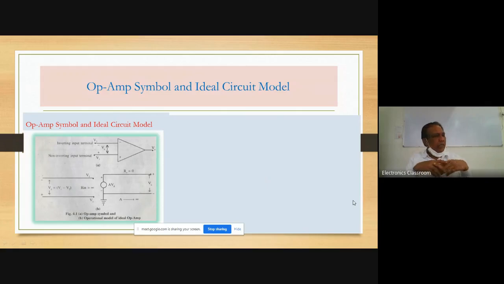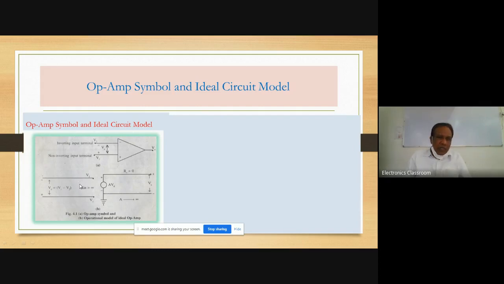Okay, I will repeat this one again. This is a symbol for the operational amplifier, having two inputs, V1 and V2, and V0 is the output. Below this, there is an ideal circuit model for the operational amplifier, sometimes known as the equivalent circuit for the operational amplifier. You can look at the left side.